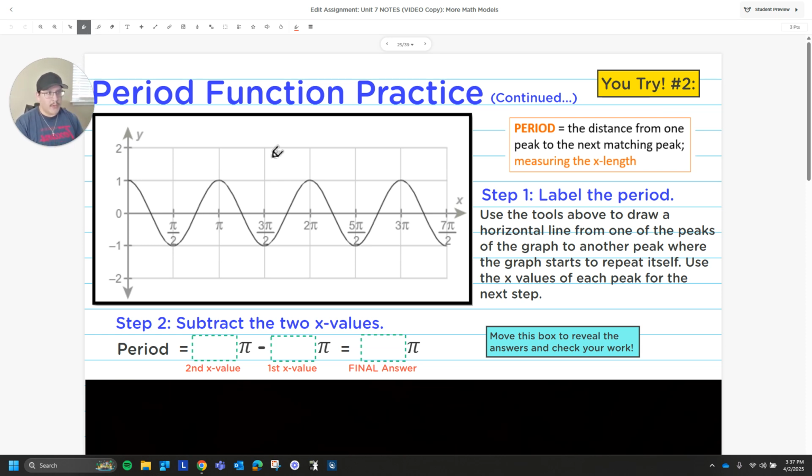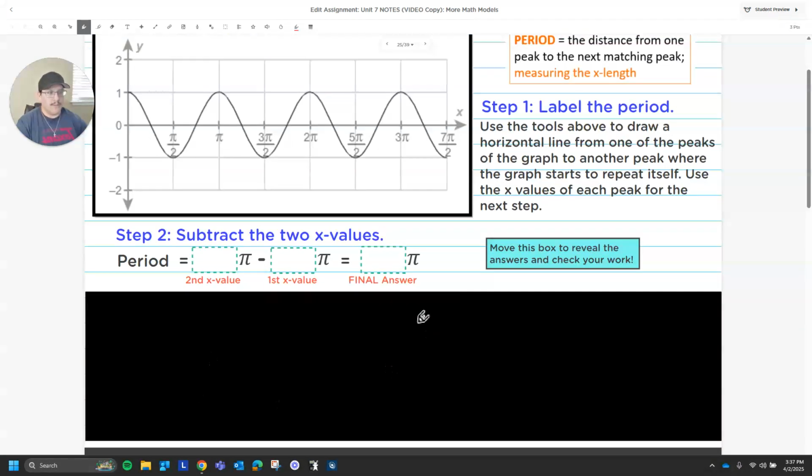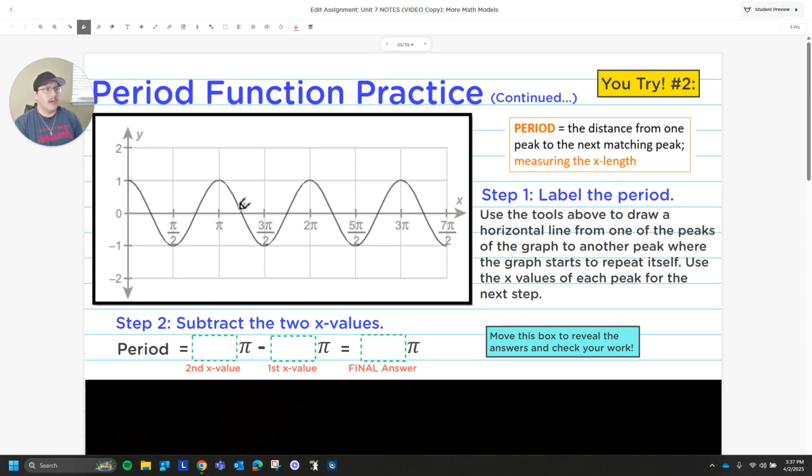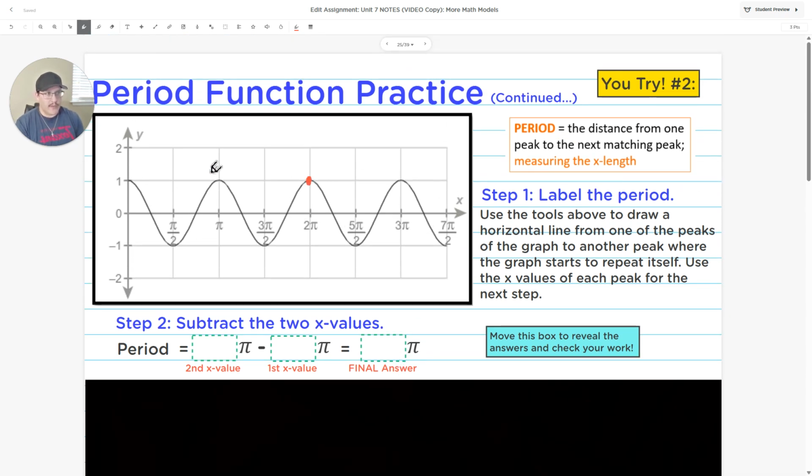Okay, now there are going to be multiple ways of doing this. I'm going to show y'all one way, and then I'm going to reveal all the others. So one of the ways we can do this is by going from peak to peak. That will be our period. One side of the peak, the right side, is 2 pi. The left side is just 1 pi. So I'm simply going to subtract the 2. 2 pi minus 1 pi is equal to 1 pi. And that's it. That's my period.